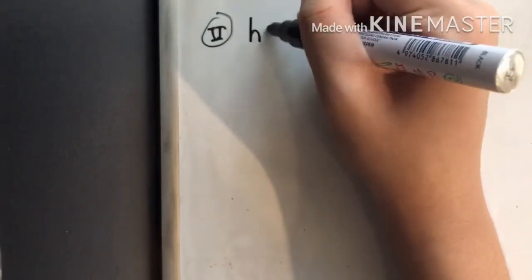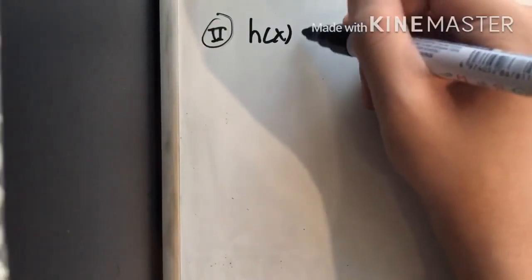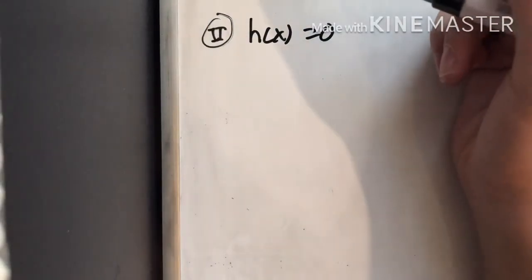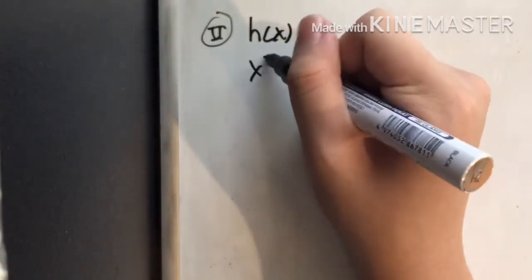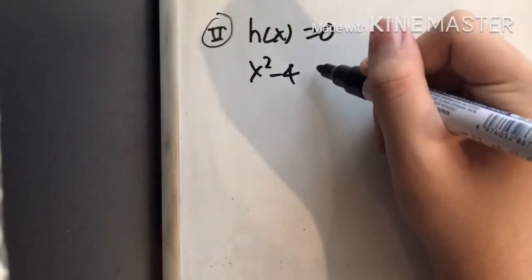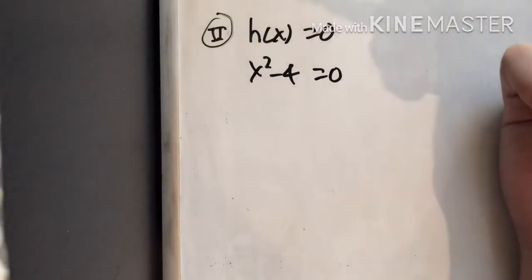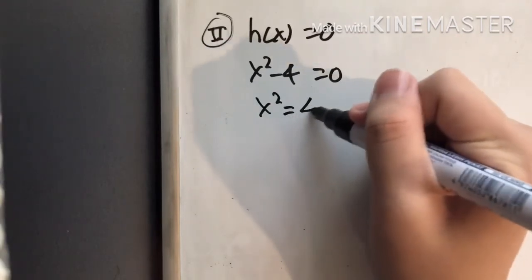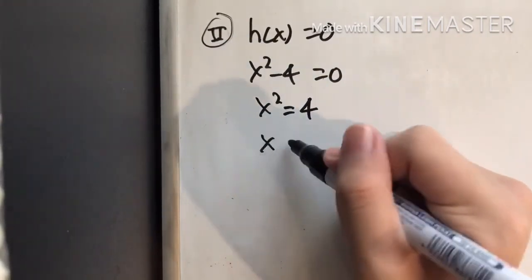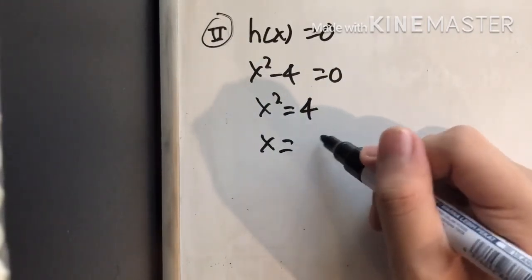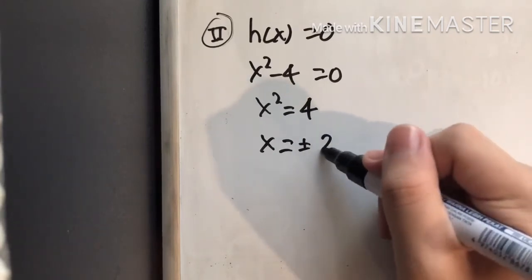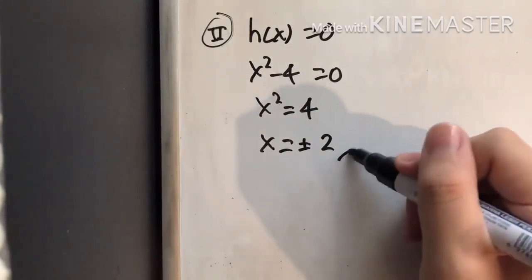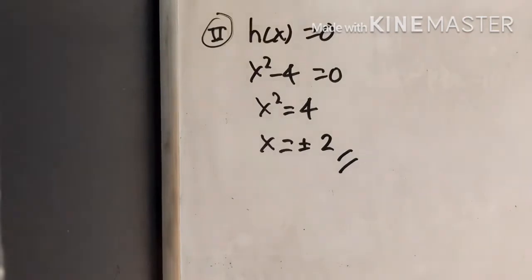And for the second condition, we can use h(x) is equal to 0. So x squared minus 4 is equal to 0. So we move the 4 to the right. So x squared is equal to 4. And x is equal to plus or minus 2 because the number is being square rooted.